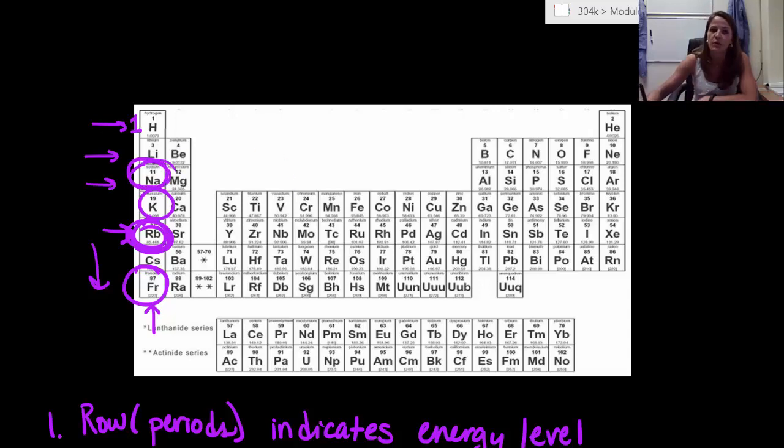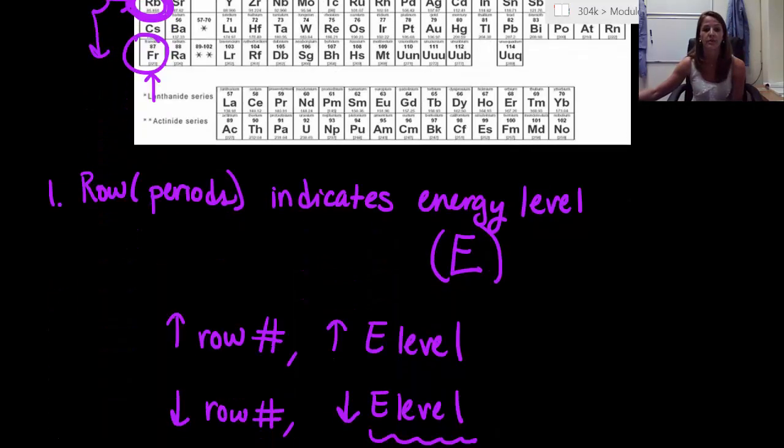Sodium has the smallest row number. It's in the smallest period, so it's the 3rd period compared to rubidium, which is in period 5. And so sodium definitely has the smallest energy level, or its valence electrons are located most closely to the nucleus. All right, good. So that was rule number 1 that we needed to talk about.